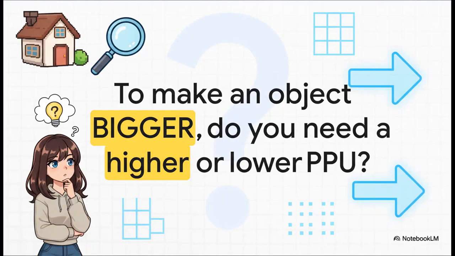All right, before I just give you the answer, let's do a quick pop quiz. Think about it for a second. We've got our super tiny house in the scene. We want to make it appear much, much larger. To do that, do you think we need to increase that pixels per unit number or decrease it? Your first gut reaction might actually be wrong here, so let's break it down.